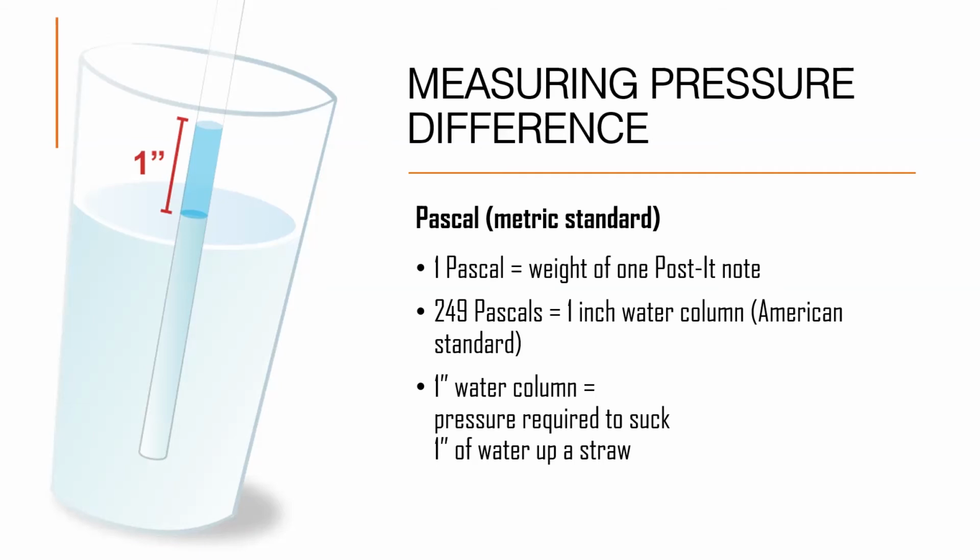HVAC folks are oftentimes familiar with inches of water column, which is an American standard. Well, it takes 249 Pascals pressure to equal 1 inch of water column. 1 inch of water column is equal to the pressure required to suck 1 inch of water up a straw. We perform the blower door test, depressurizing the house to a point where we've created 50 Pascals of pressure difference between inside and outside the home.